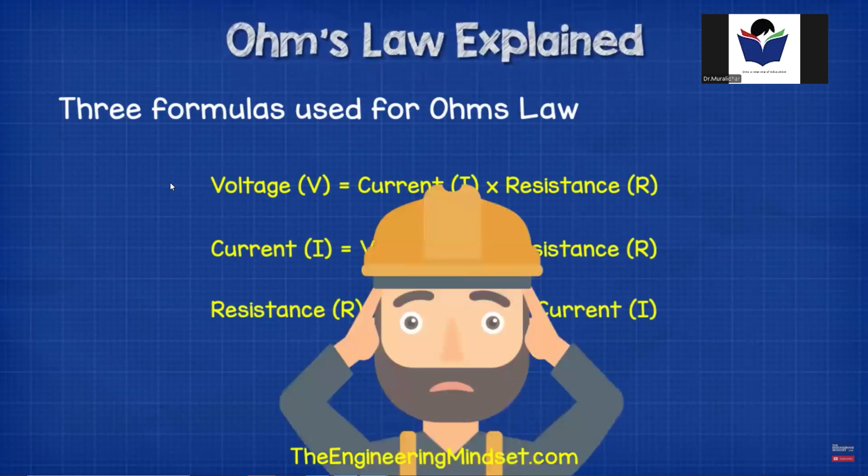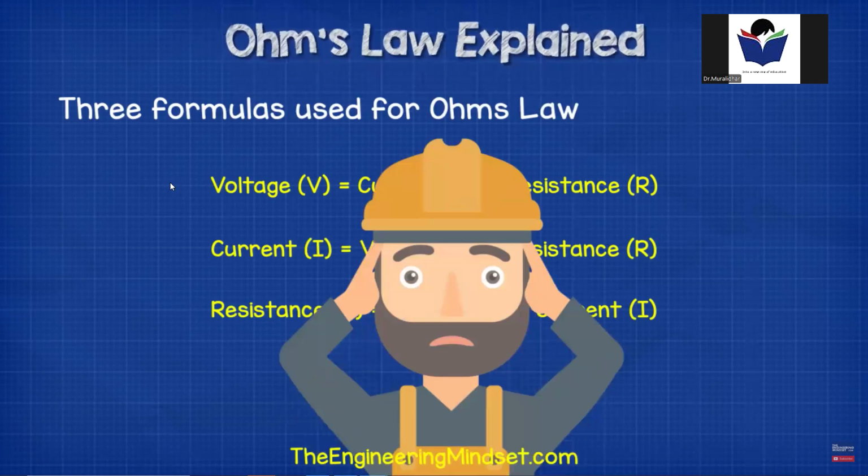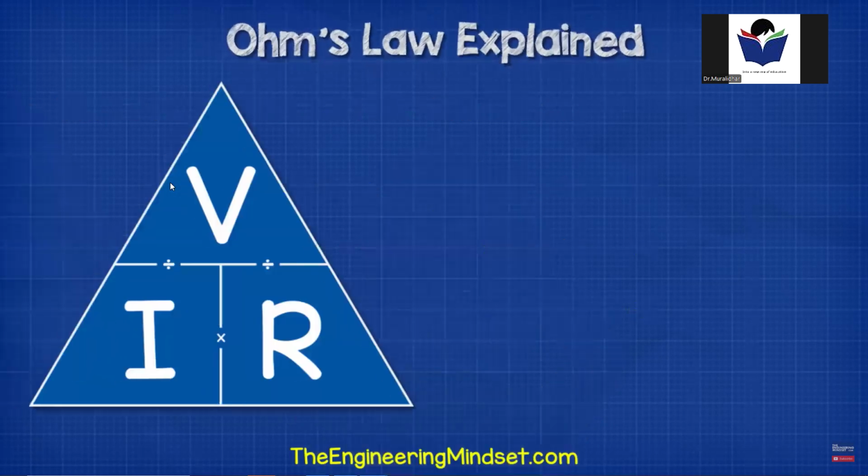If that seems like a lot to remember, then don't worry, because we don't need to remember them. All you need to remember is Ohm's triangle, which looks like this. So you just need to remember these three letters in order, V, I, R.